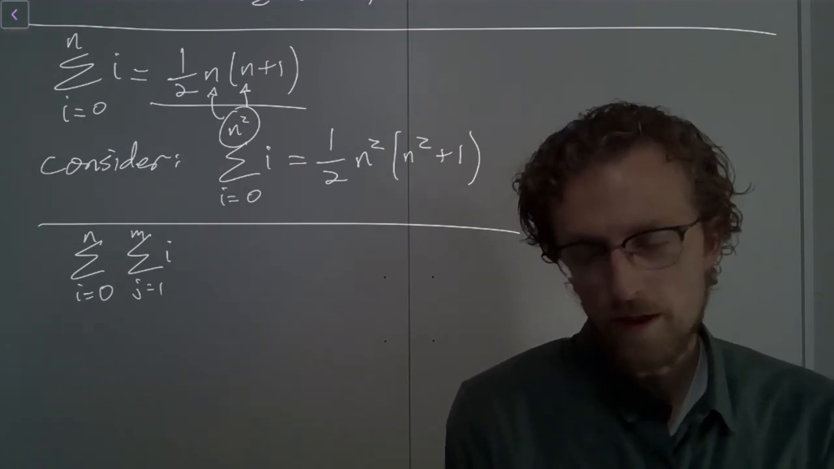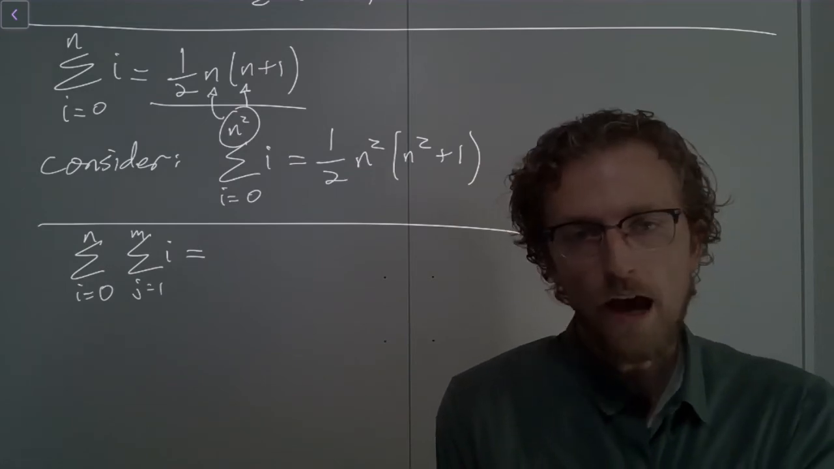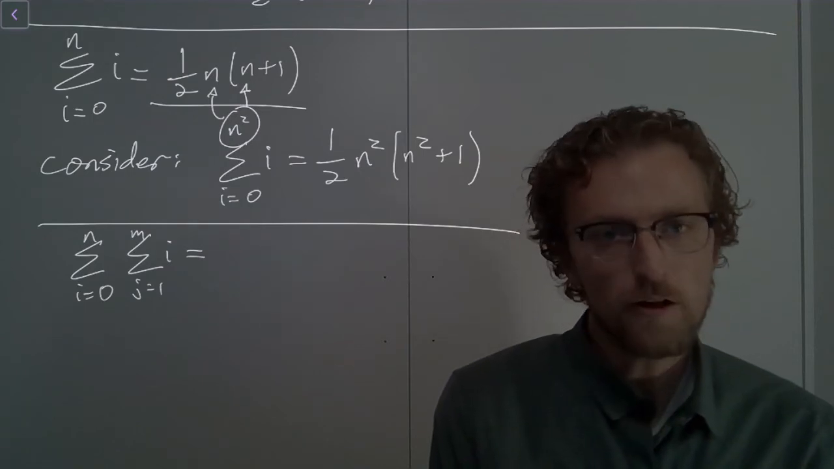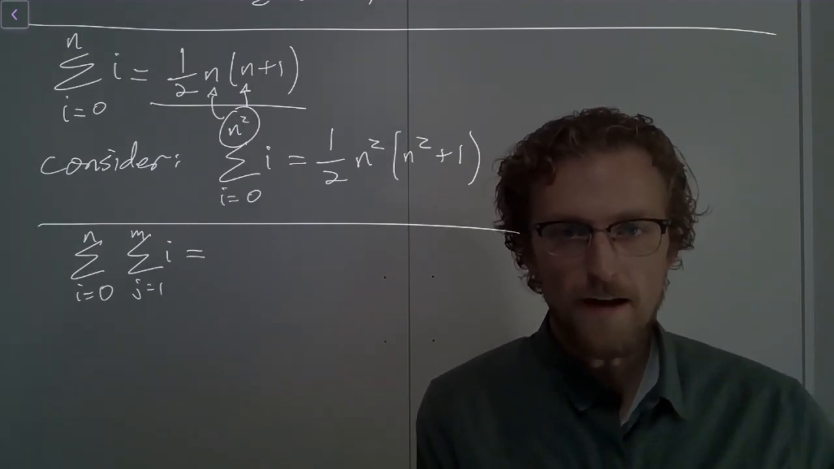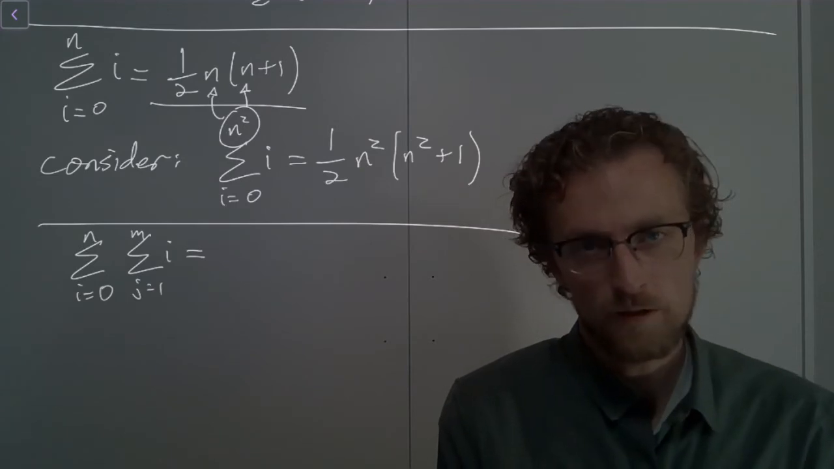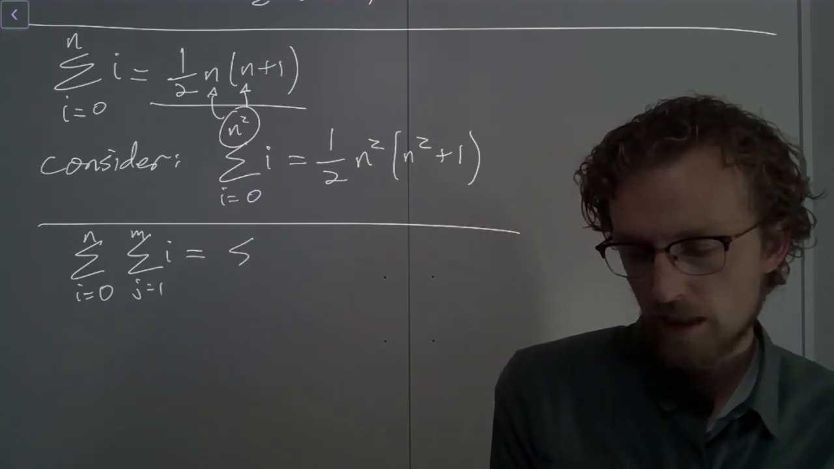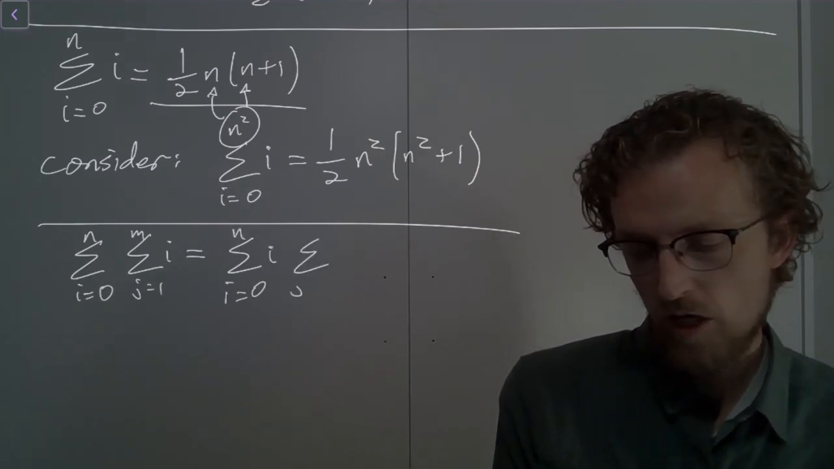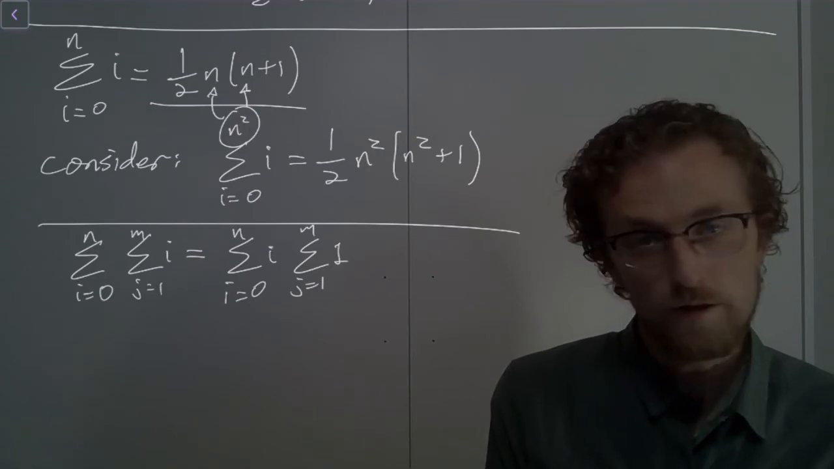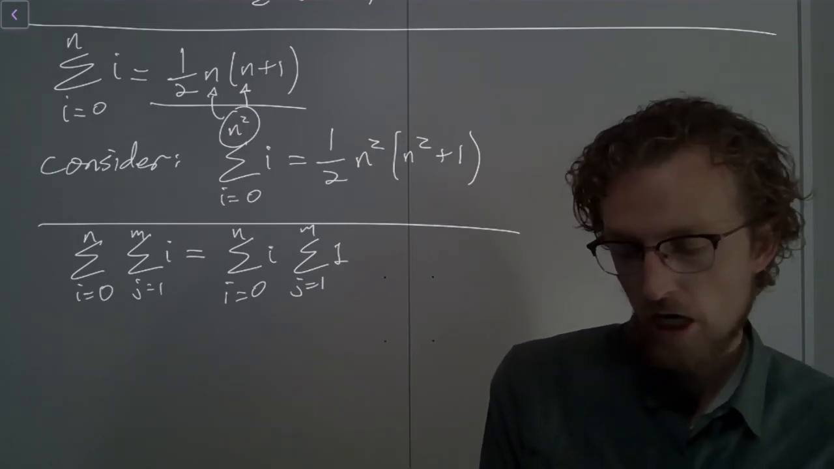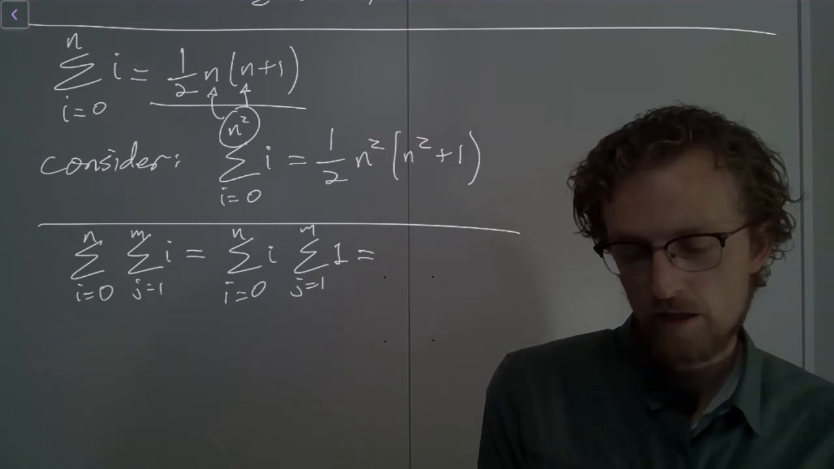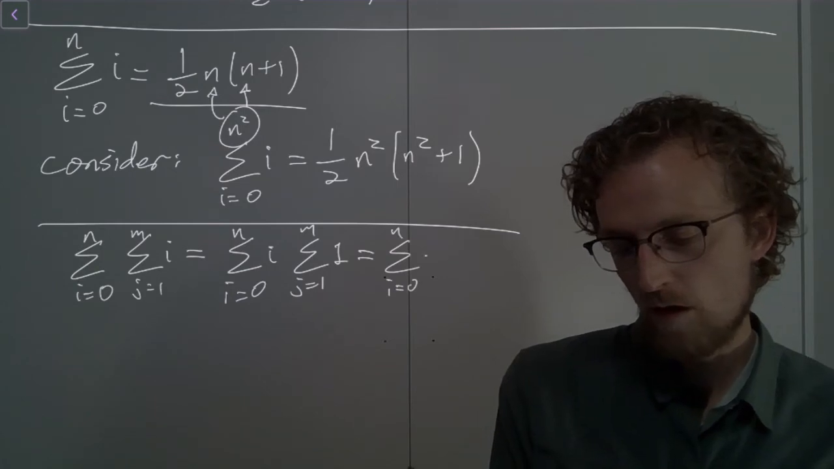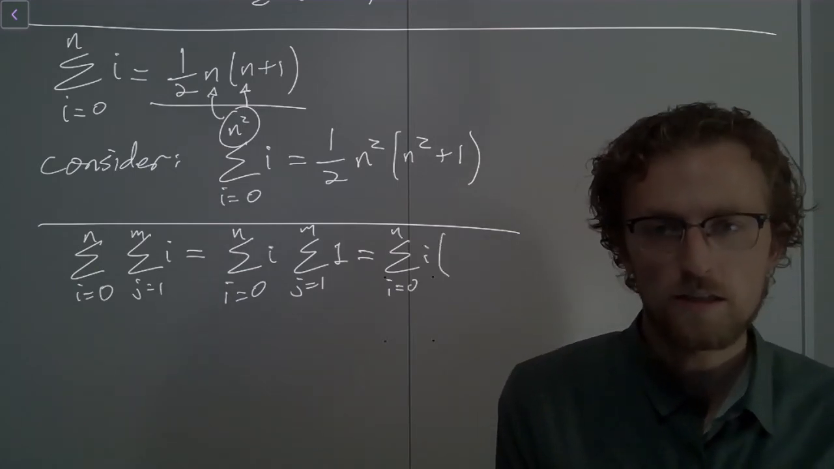So what I can do with this is I can say, hey, look, that i is only a function of the outer sum's index. It's not a function of the inner sum's index. So I can factor that i directly out of the inner sum. So this is exactly equal to the sum from i equals 0 to n of i times the sum from j equals 1 to m of 1. Now this sum from j equals 1 to m of 1, I can just evaluate using my rules that I showed earlier. I'll leave the outer sum and the i alone, but I can evaluate this inner sum.